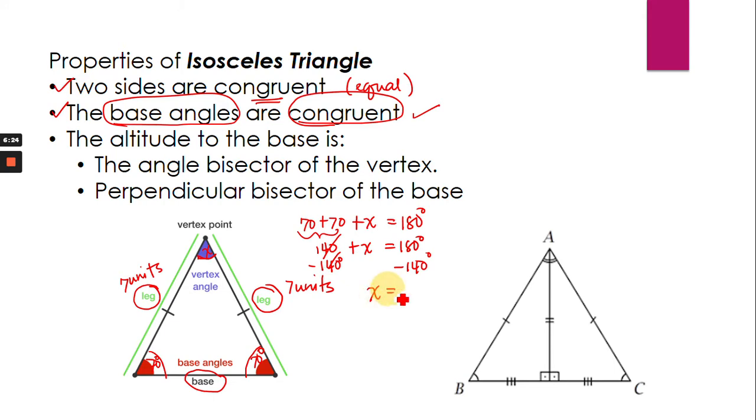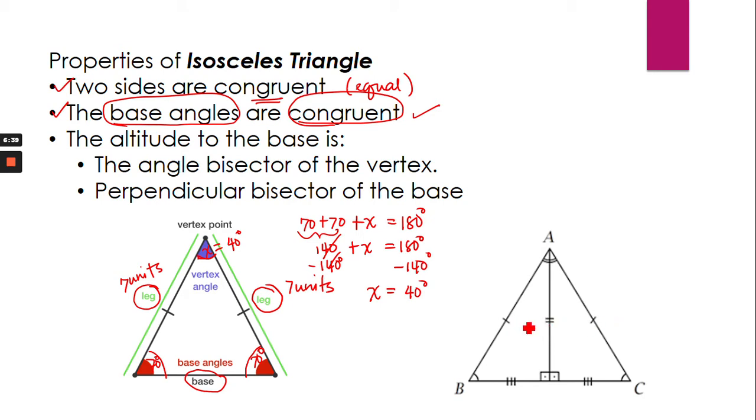So x is equal to 40. So therefore the vertex angle will be 40 degrees. Okay, so I hope this is clear. Okay, so let's have here another triangle.